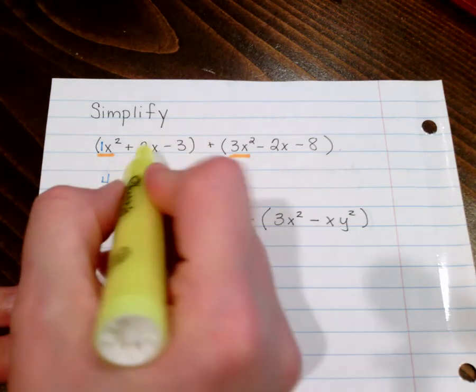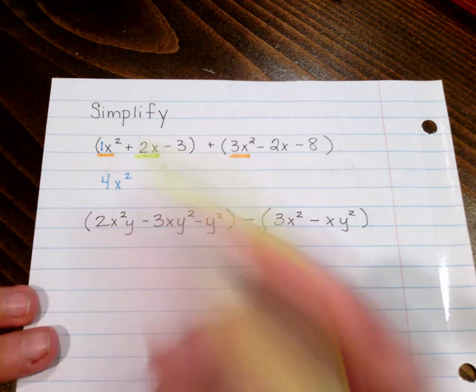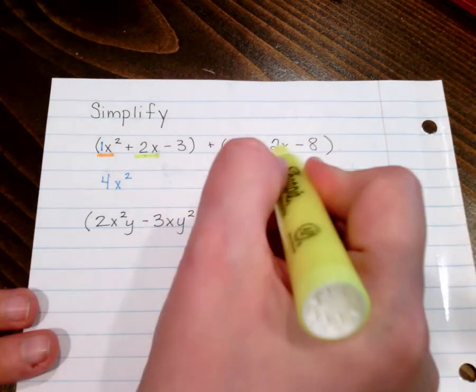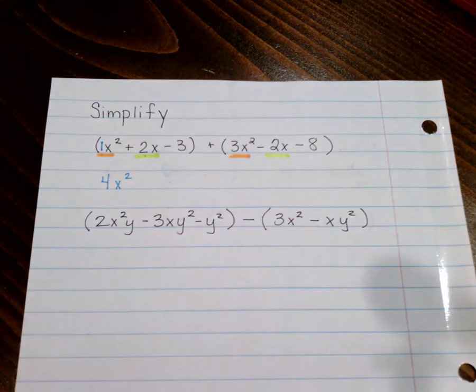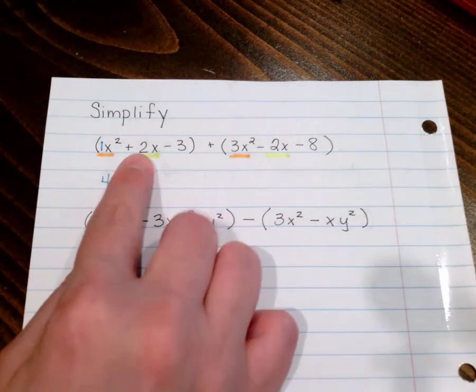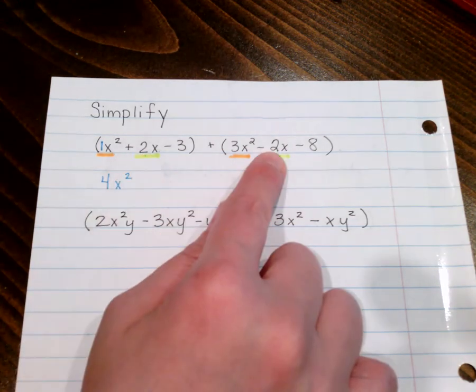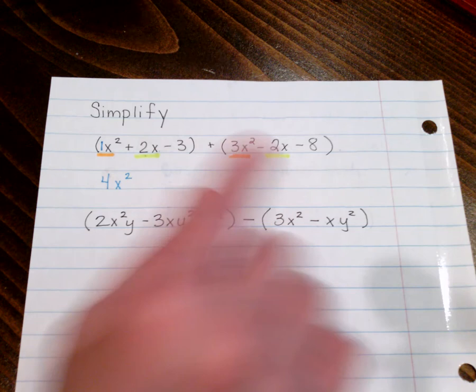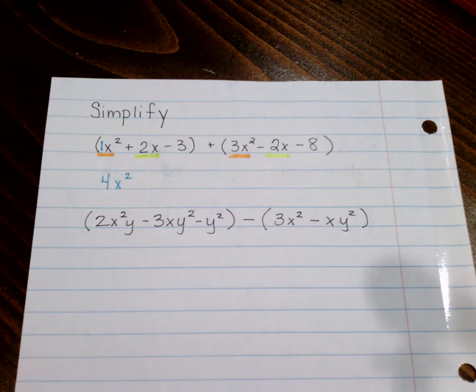Next, we'll look at the terms that just have an x. So that would be 2x and negative 2x. So 2x minus 2x, if you add those numbers in front, 2 plus negative 2, that's 0x. I don't have to write that one.